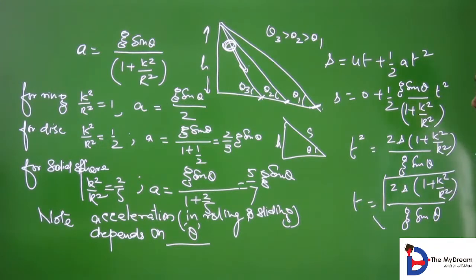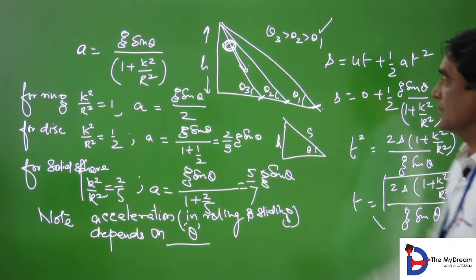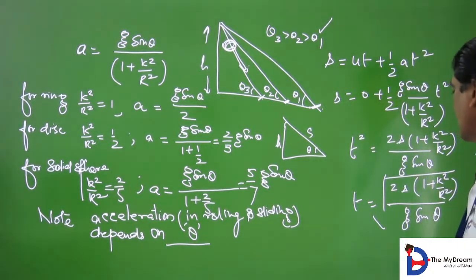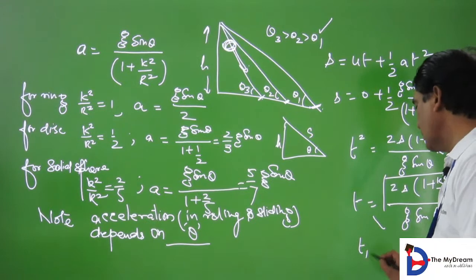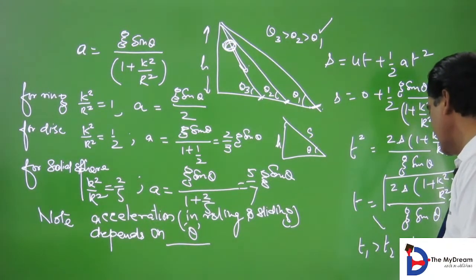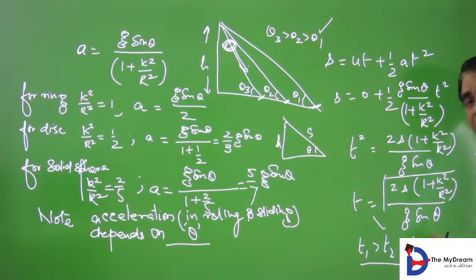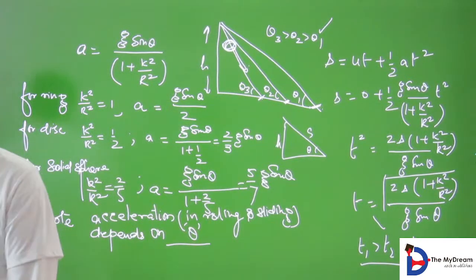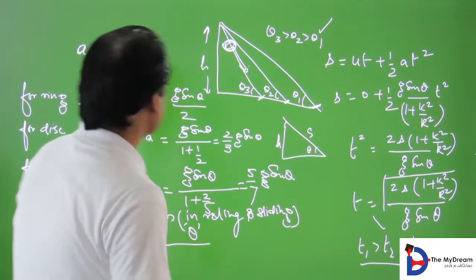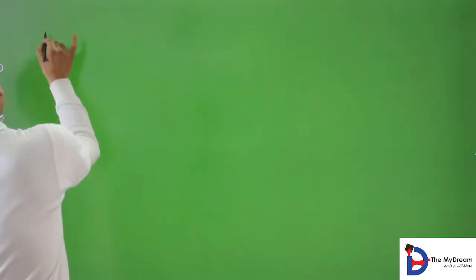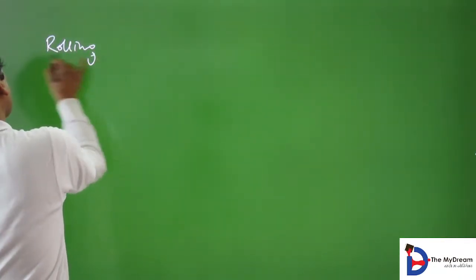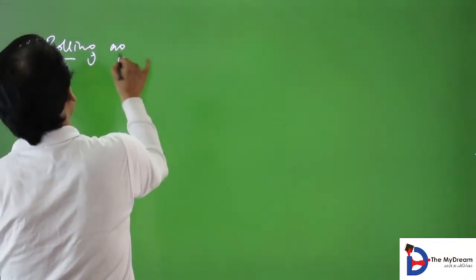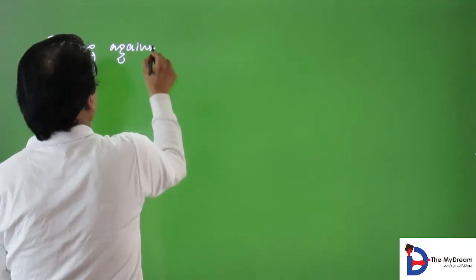This tells us that the one with the smaller angle takes more time. Which one has the smaller angle? It takes more time. Okay. So T1 is more than T2 which is greater than T3. The lesser the angle of inclination, the more time required. Next, rolling against friction.